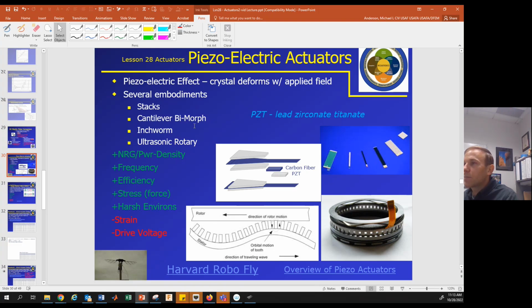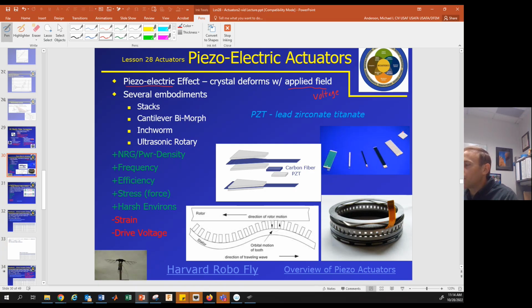Now I want to move on to some more interesting types of actuators. The first one of those is a piezoelectric actuator. And I'll also talk about a shape memory alloy in a minute here. Okay, so a piezoelectric actuator takes advantage of the piezoelectric effect. And from sensors, you may remember that for certain types of materials, if you apply an electric field, a voltage, you will get that material to change shape, to change size. Okay, so it deforms.